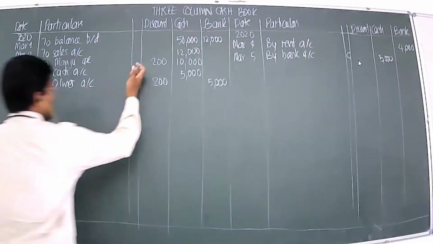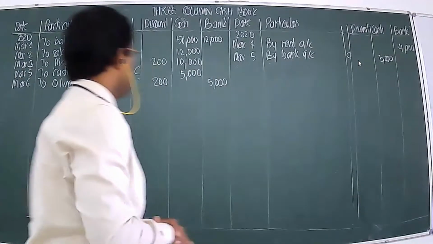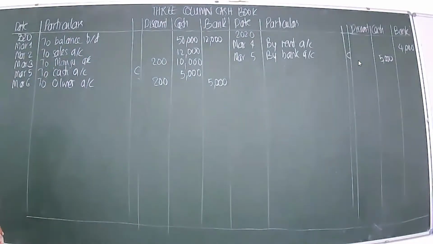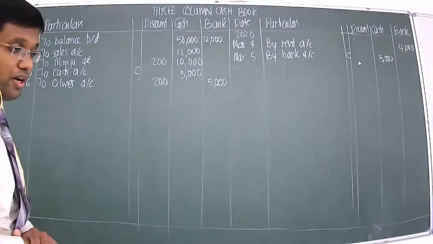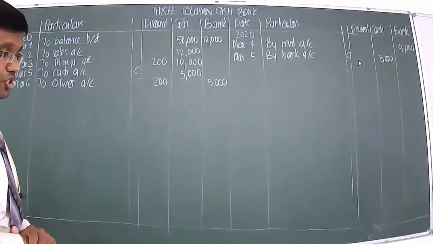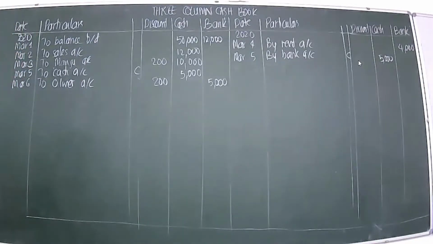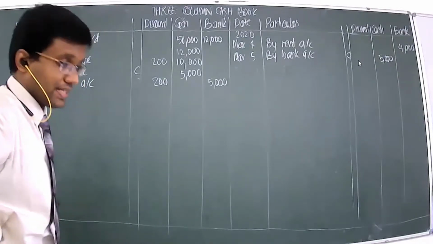And this is not a contra entry. Okay? This is not a contra entry. You have received the check from Oliver and you have deposited the check into the bank. Okay, now we have completed the transactions until March 6th.